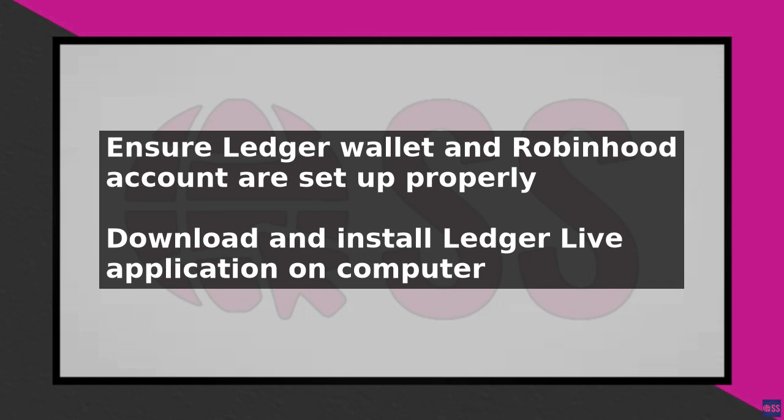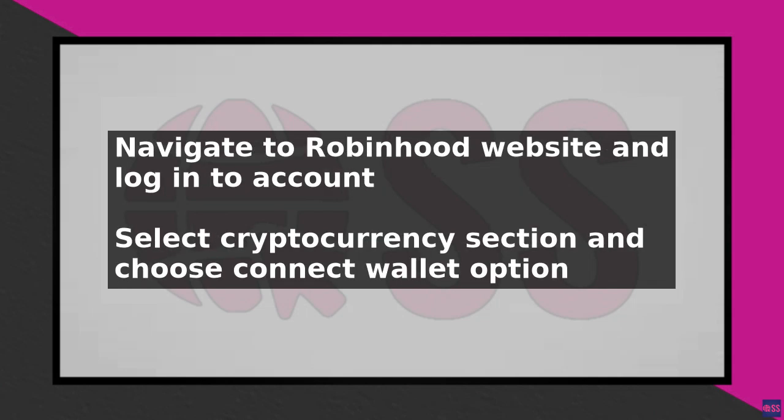Next, navigate to the Robinhood website and log into your account. Click on the cryptocurrency section and select the option to connect a wallet. You will be prompted to select your wallet type. Choose Ledger from the list of available options.